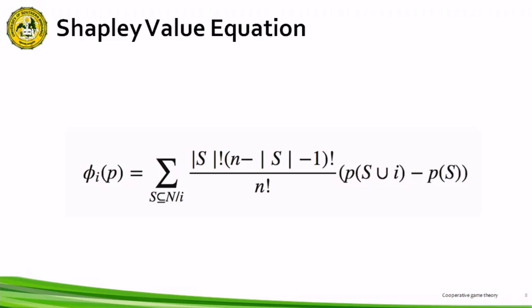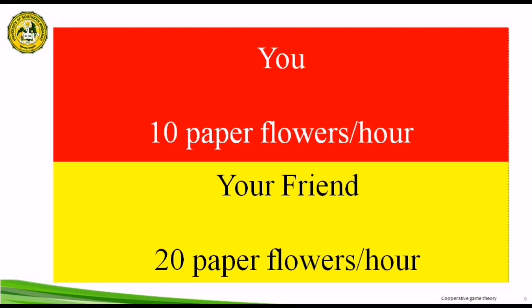The Shapley value can be expressed mathematically like in the figure, which looks too complex, but we can break down the concepts into something more understandable. So let's go back to the paper flowers. So you and your friend are making paper flowers. In the span of 1 hour, you finished making 10 paper flowers when you are working alone. However, your friend produced 20 paper flowers in the same hour.